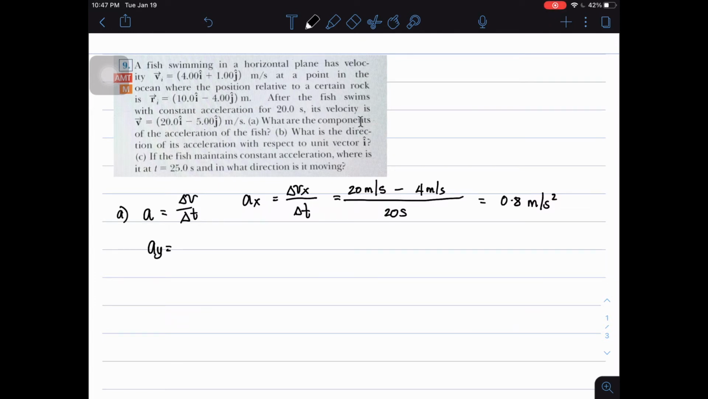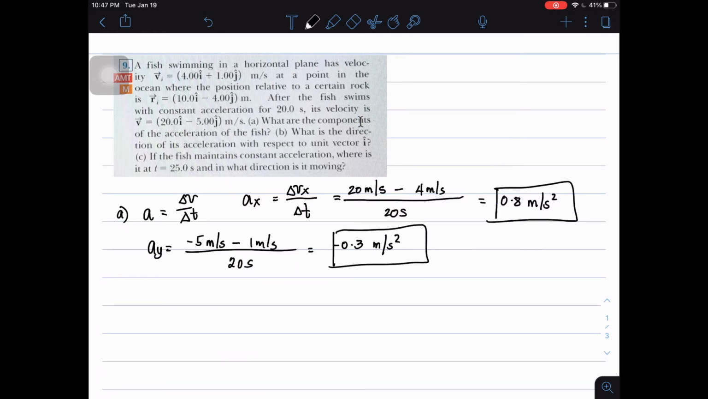So for the y component, that's negative 5 minus 1 meters per second. So that's it. The answer is negative 0.3 meters per second squared. Okay, so that's letter A. For letter B, the direction of the acceleration. By the way, it can also be written this way.